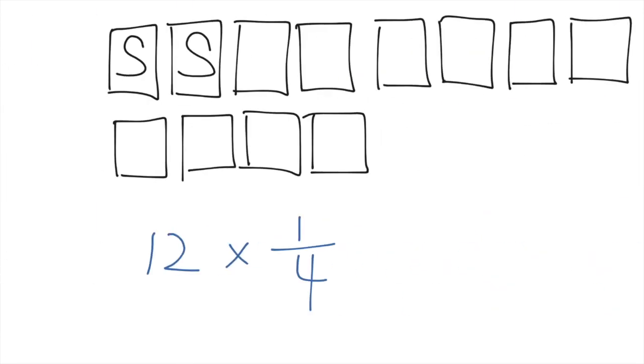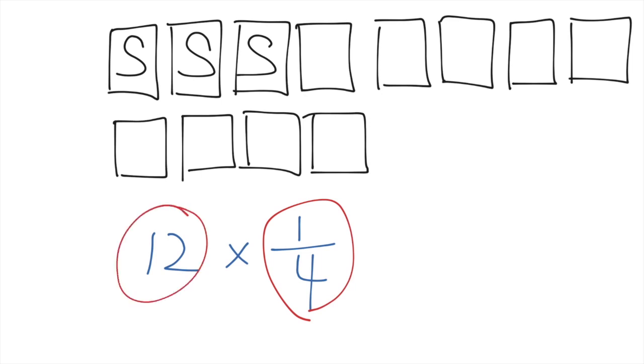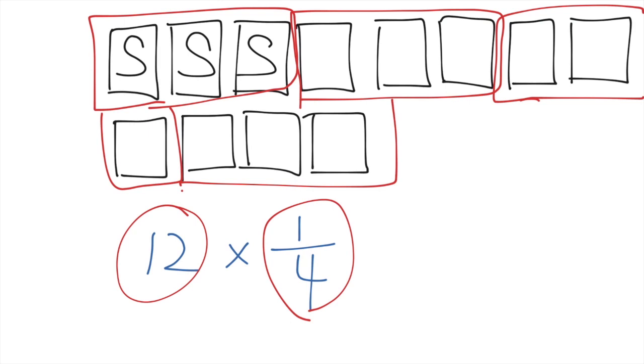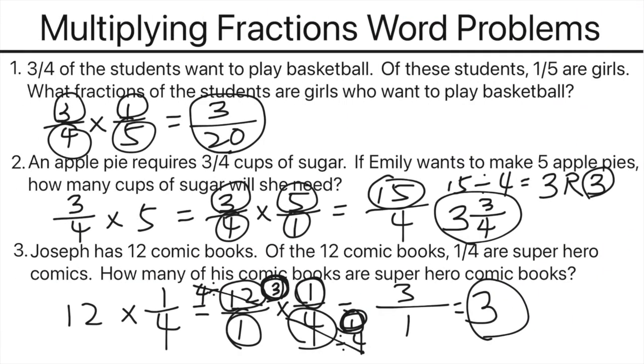And if we look at this, if you mark 3 of them as superhero comic books, we can see that they are 1/4 of the 12 comic books. So that's 1, 2, 3, and 4. And that confirms it, as we have 4 equal groups of comic books, and one group are superhero comic books. So these 3 examples are how you would multiply fractions involving word problems.